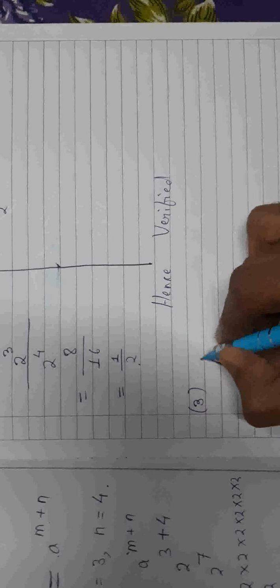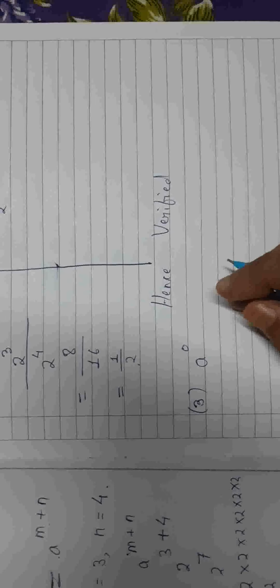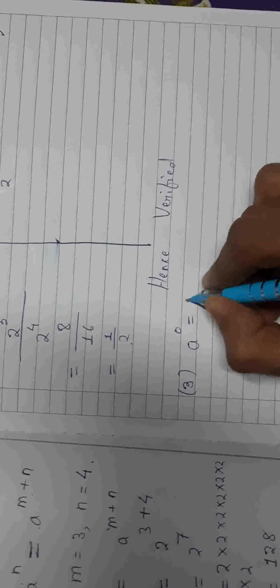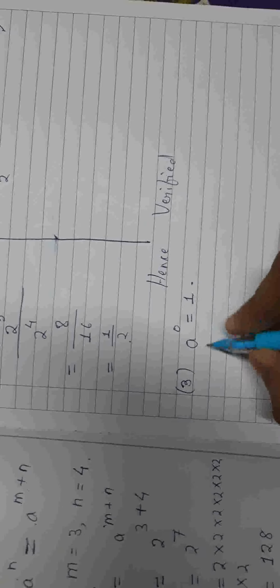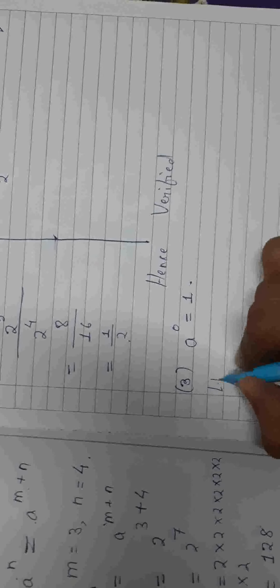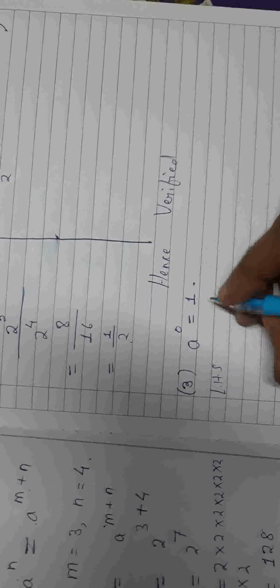Third formula. Anything to the power 0 is 1. Now how to prove this? What we will do, we'll take the left hand side. Left hand side is a to the power 0. So let's take the left hand side and we'll try to prove the RHS.